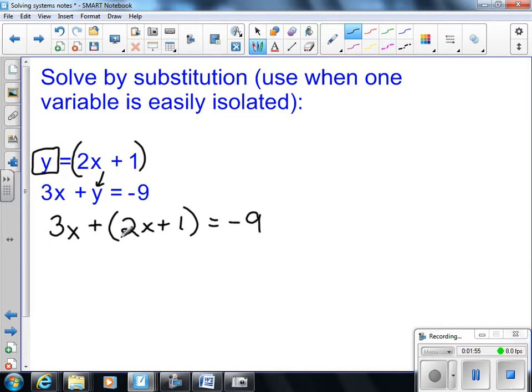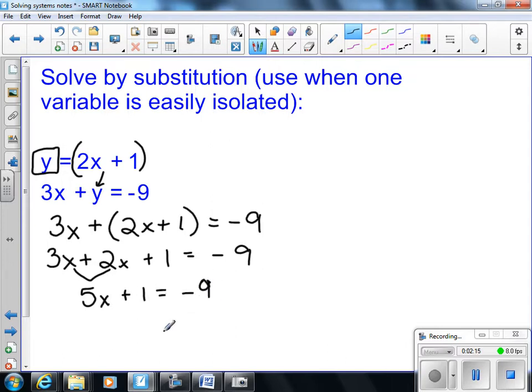Do I need to distribute anything here? No, so I can just get rid of my parentheses and go ahead and combine like terms. So let's do that. Can we combine like terms? And you get 5x plus 1 equals negative 9.